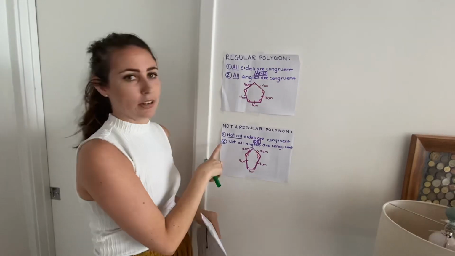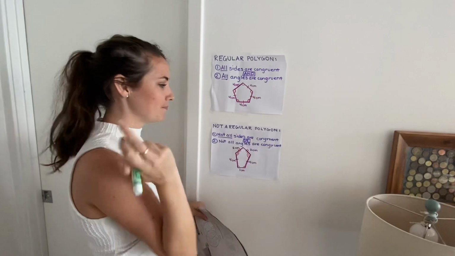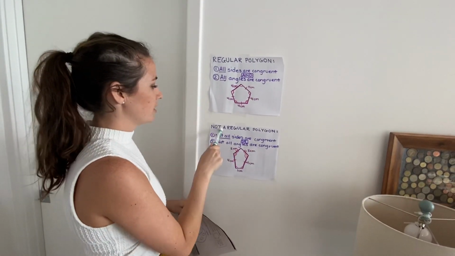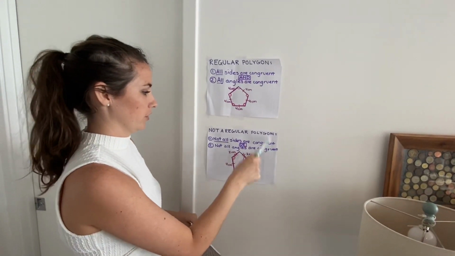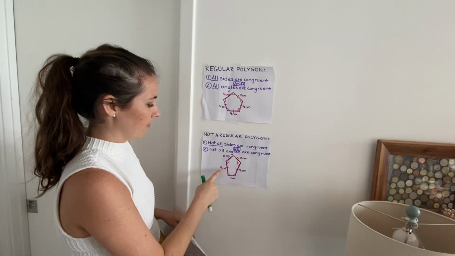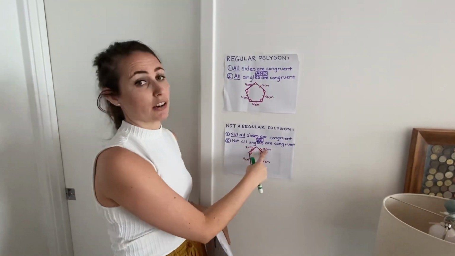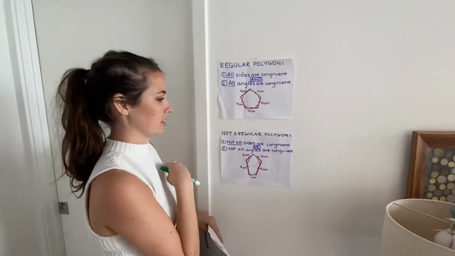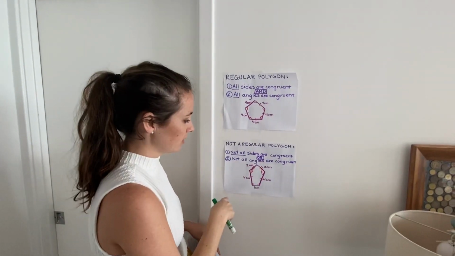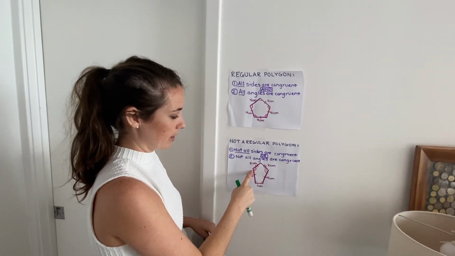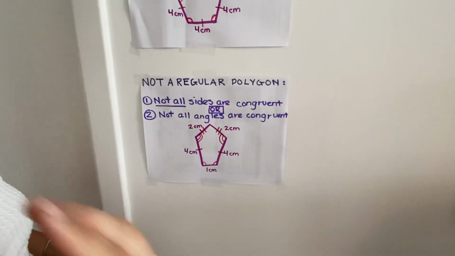Next, let's move on to not a regular polygon. They need to have a better name for this instead of not a regular polygon, but we'll just do what they say. So this is when not all sides are congruent or the same, and not all angles are congruent or the same. So if you look at this, this side is 4 centimeters and this side is 4 centimeters, but these sides up here are not 4 centimeters. So that automatically means it's not a regular polygon because I need all of the sides to be the same. Next, the angles. This angle and this angle are the same, but this angle and this angle are different. And so that means it's not a regular polygon.